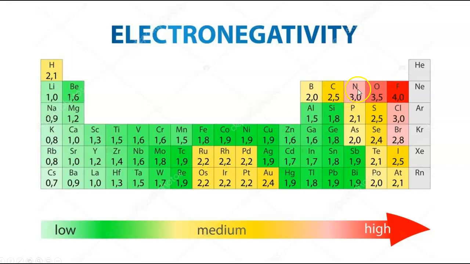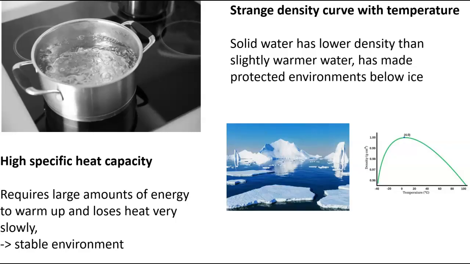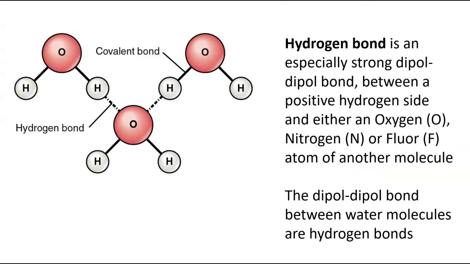the ones with the highest electronegativity, which means that they attract the hydrogen side most strongly, so to say. So it has the highest, or strongest, negative side. So it means that they are a bit stronger. So specifically, the dipole-dipole bond in water is a form of a hydrogen bond. Hydrogen bonds are very important.